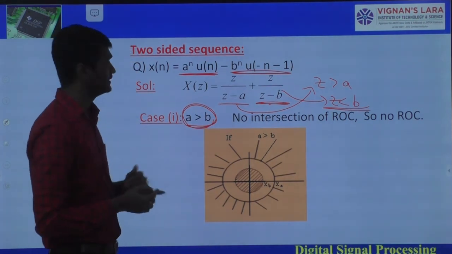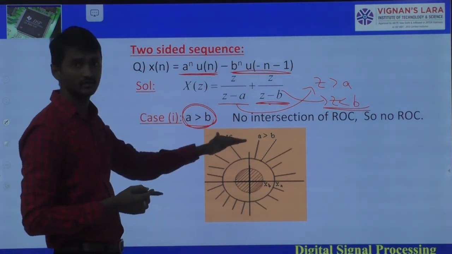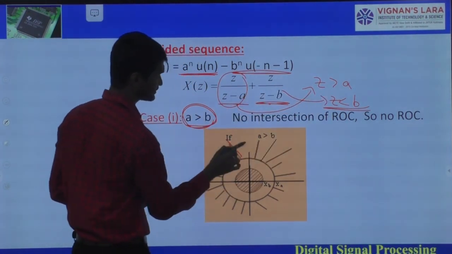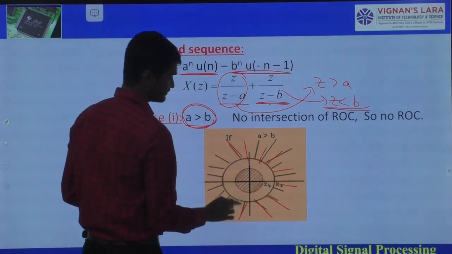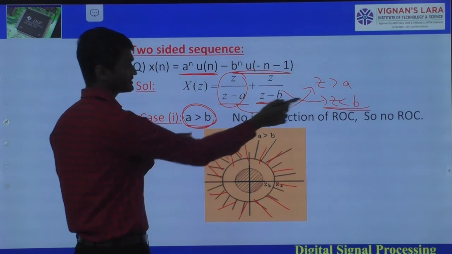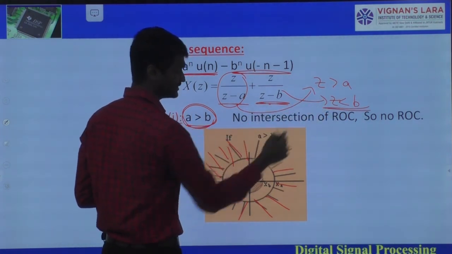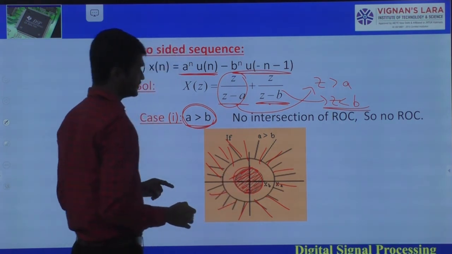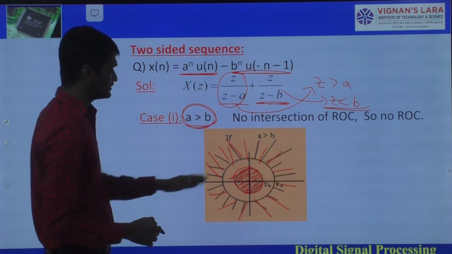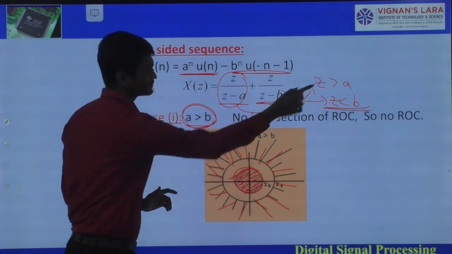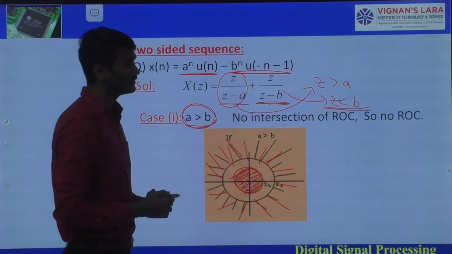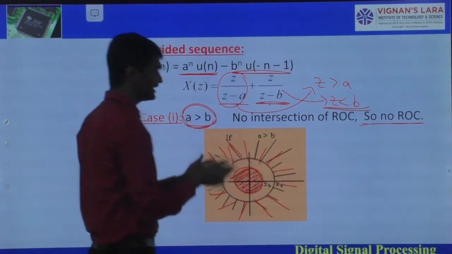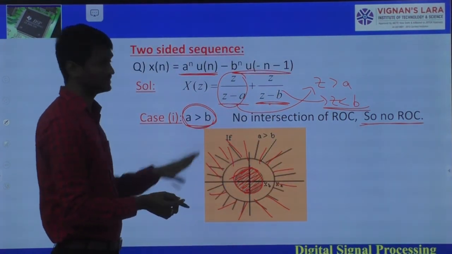In that case, we have to draw the two individual ROCs. A greater than b means for the first one, the ROC is mod z greater than a. This is the ROC for the first one. Similarly for the second one, mod z less than b, that is the ROC. Based upon a greater than b, from these two conditions, is there any overlapping region? No intersection or overlapping region. So there is no ROC, and the ROC for the Z transform does not exist in this case.